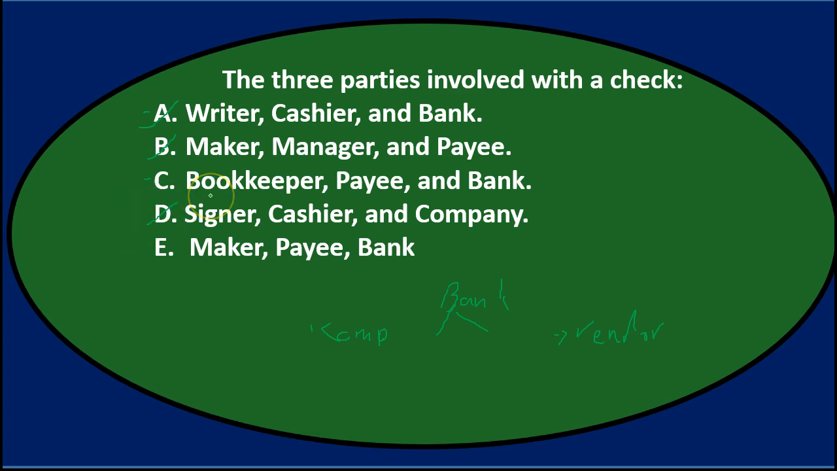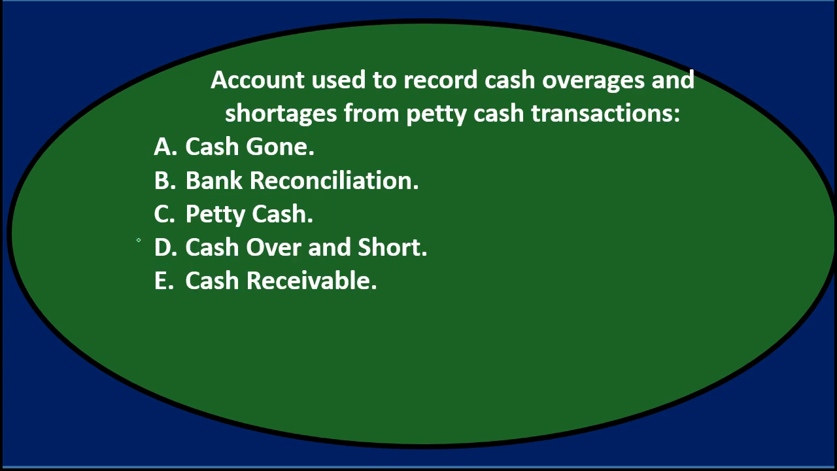I think the difference between these are that the bookkeeper is a really kind of broad term. If we're talking about any check, it might just be an individual writing a check, and so whoever the maker of the check is, whether they be the bookkeeper or a company or whoever is responsible for writing the check, this would be a more broad characteristic. So I think for that reason, E would be the better choice. So once again, the three parties involved in writing a check: E, maker, payee, and bank.